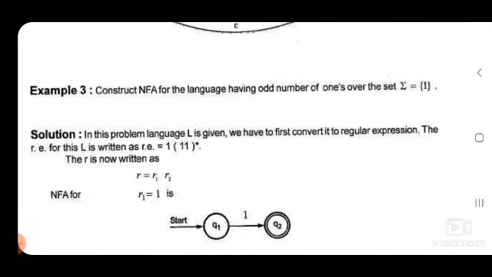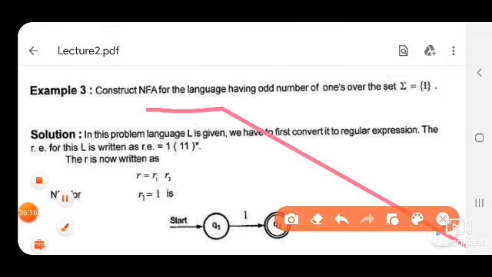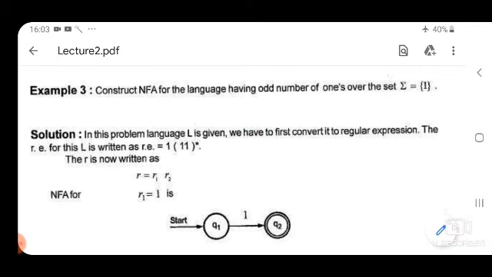Let us take another example. The question is to construct an FA for the language having an odd number of ones. So, first we have to draw a regular expression which represents an odd number of ones. Then draw an FA for that.